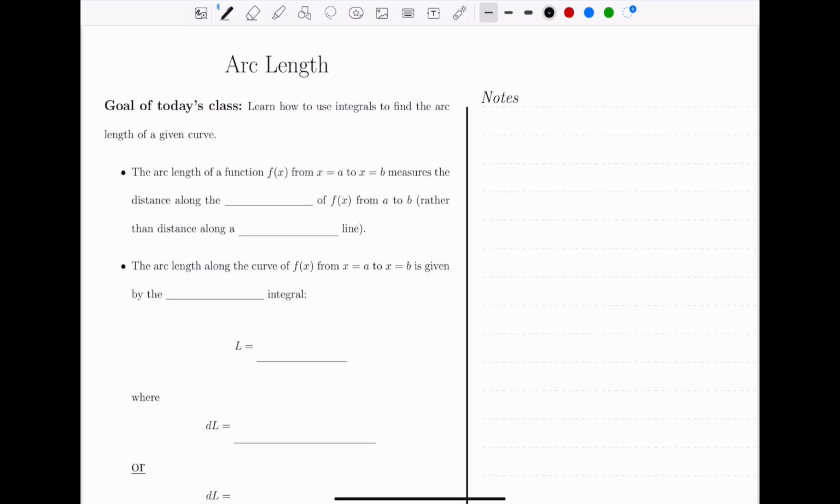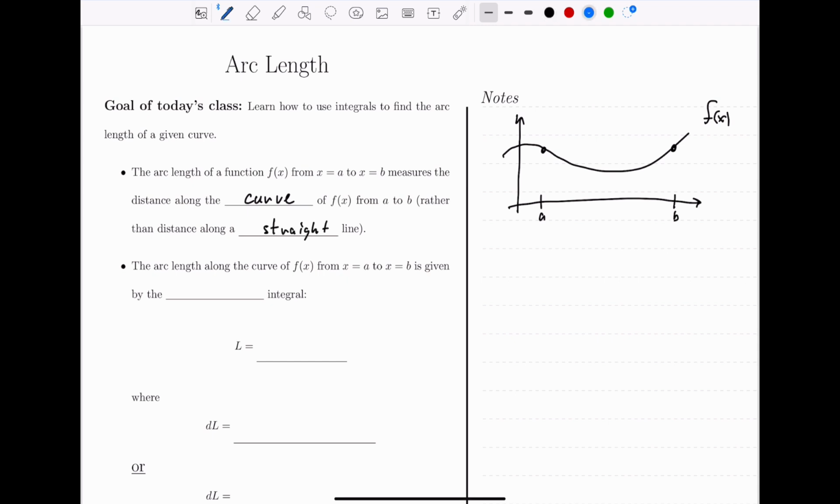So the idea here is that we have some function f of x. Let's just draw some curve, f of x, and we wish to find the arc length along this curve. So let's fix an axis here. Let's say we have x equals a and x equals b, and we wish to find the length of the curve from a to b. Now, this is the distance along the curve of the function rather than the distance along a straight line.